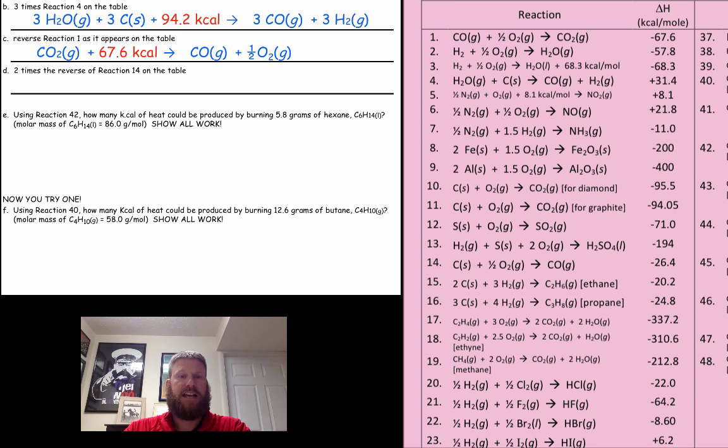Now, let's take 2 times the reverse of reaction 14. When we do this, we have to multiply everything in the reaction, including the enthalpy value, by 2, then flip the products and the reactants. In this case, 2 carbon monoxide gases plus 52.8 kcals gives 2 carbons plus 1 oxygen gas.